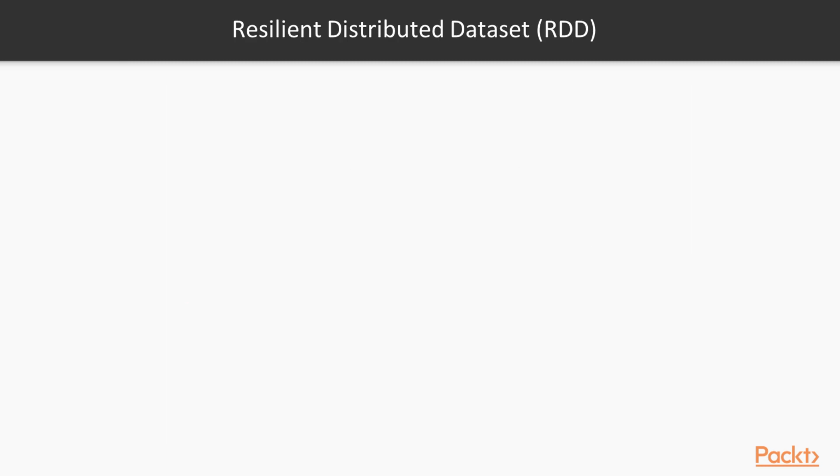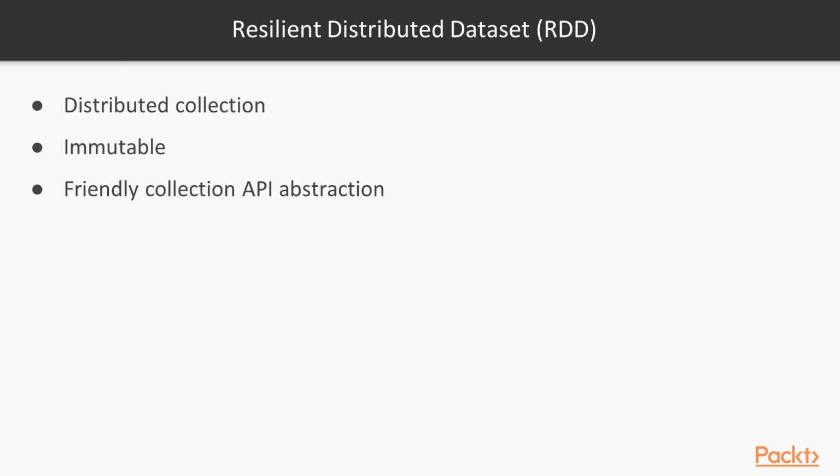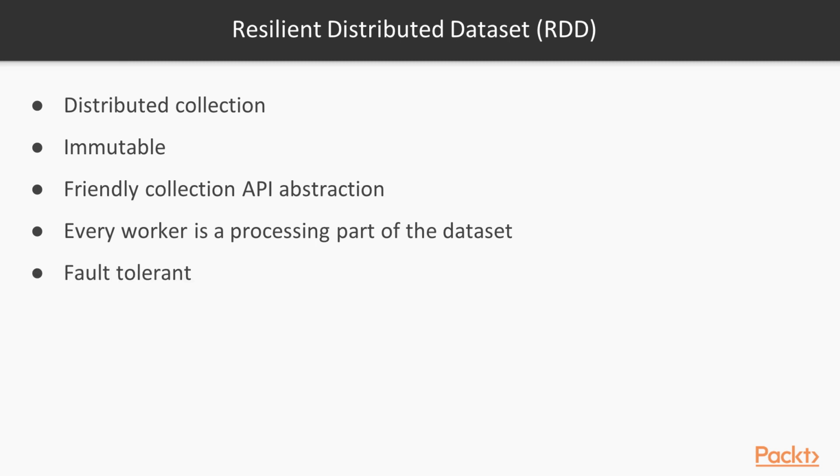And in Spark, the main building block of every job is the RDD. This is a resilient distributed dataset. It is a distributed collection that is immutable and has a friendly collection API abstraction. Every worker is processing only part of that dataset. RDD is also fault tolerant. We will see how this is achieved in a moment.